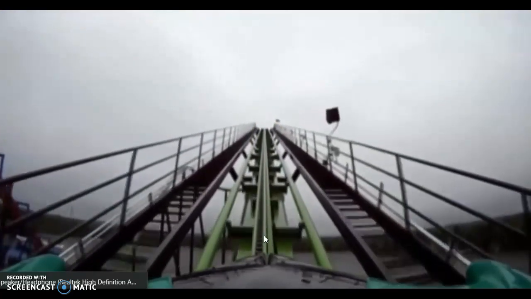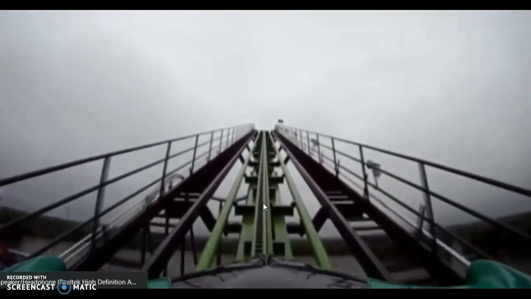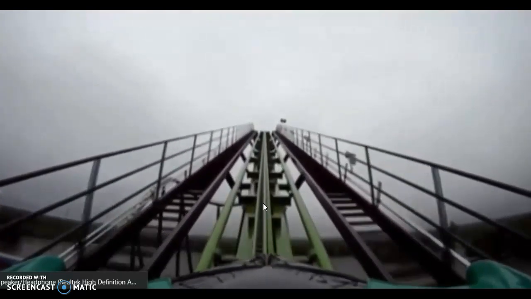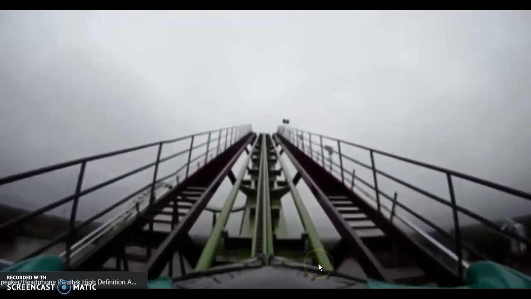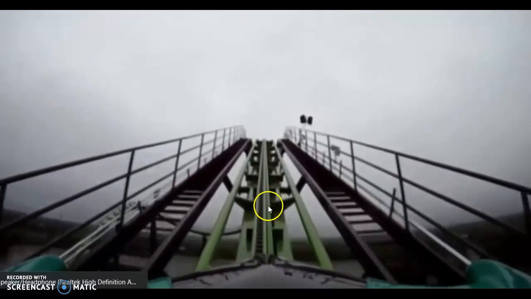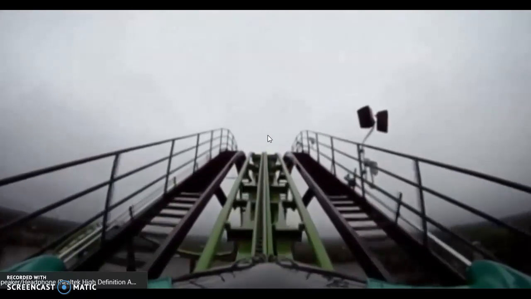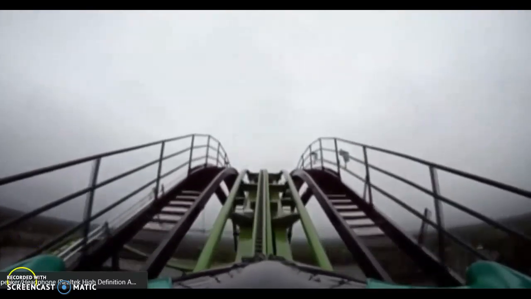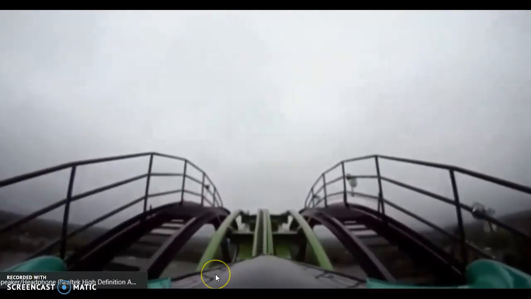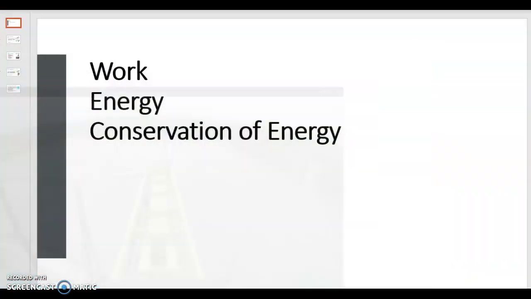And we say work is being done because a force is being applied to an object, causing that object to move through a distance. That's what work is. Work is force times distance. All right. And so work is being done to raise this roller coaster up to a height. All right. So now here we are up at the top of the roller coaster and we have lots and lots of height.